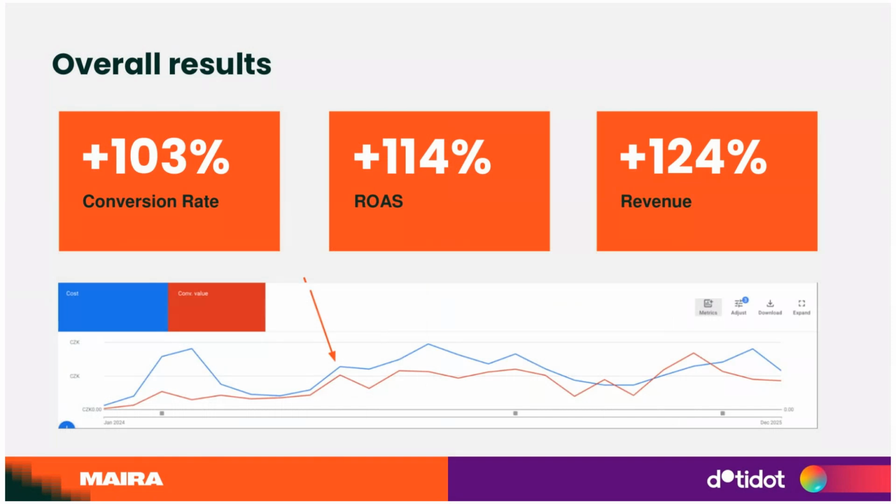As you can see in the graph, after implementing these changes, the performance improves significantly and remains stable over time. So this case shows how smart feed management and dynamic content can make a huge difference in campaign results, even with a large and complex product catalog. That's all from my side for now. If you have any questions, please write them in the chat. And now I'll hand over to my colleague, Filip.